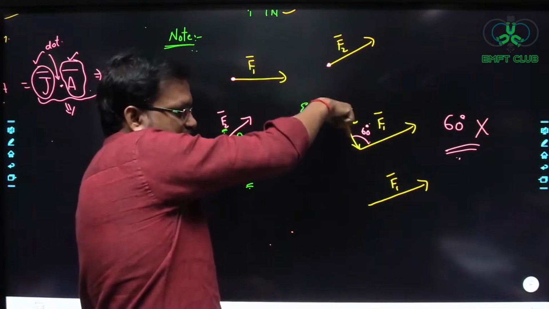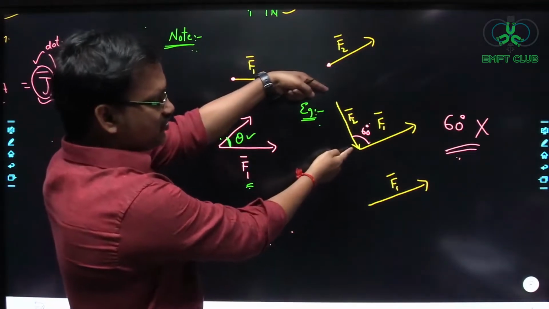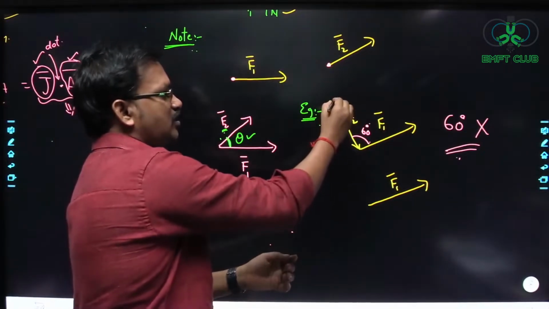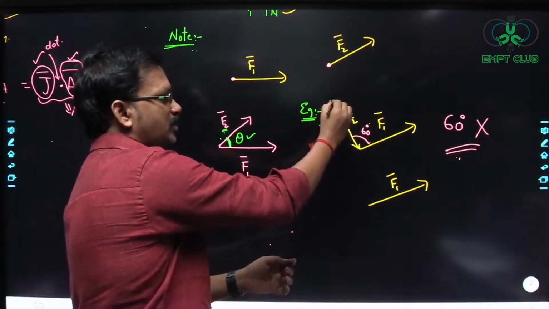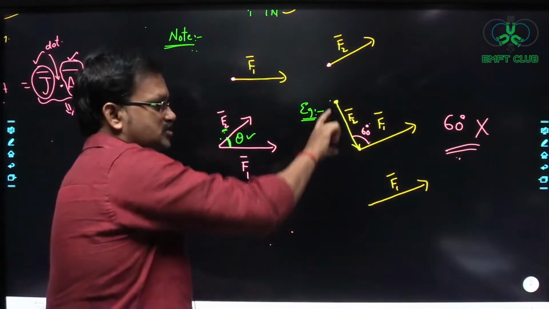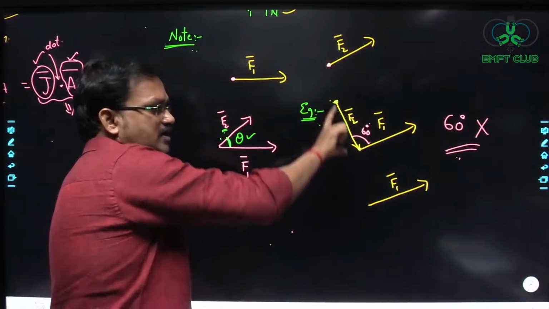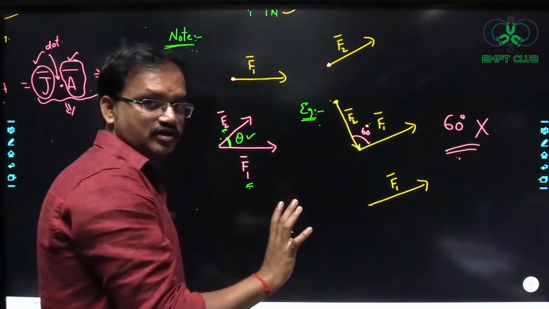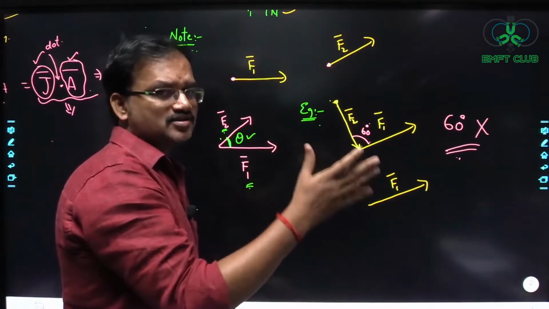So without changing its direction, just shift this f2 bar such that the tail of f2 bar touches the tail of f1 bar. So just shift this vector. See, you can move the vectors here without changing their direction. Understood? That is called parallel shifting.